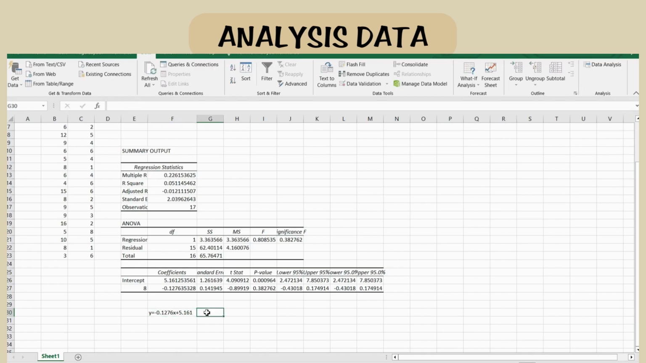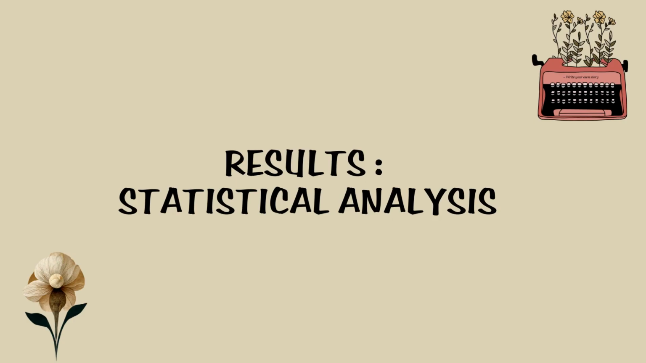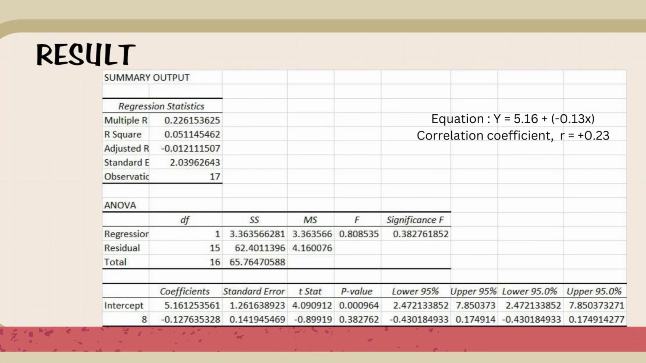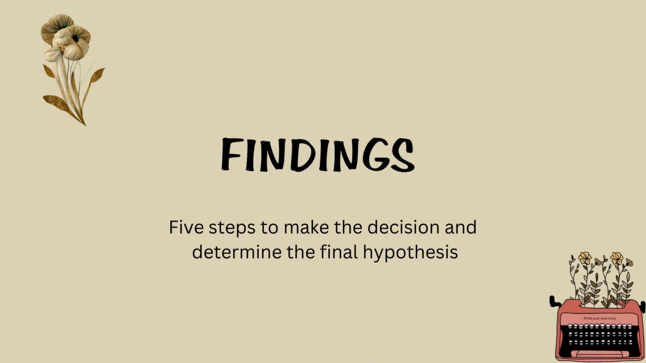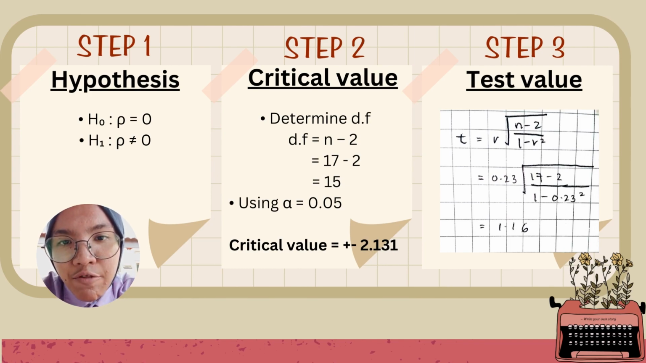And for the correlation, you can see here on Multiple R, this is the correlation, which is 0.226154. So this is the result. The degrees of freedom is 17 and the correlation coefficient is 0.23.